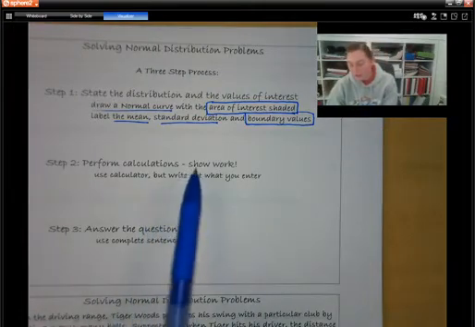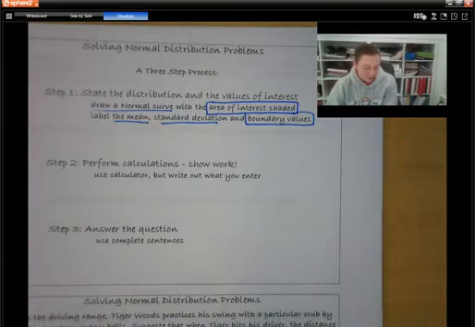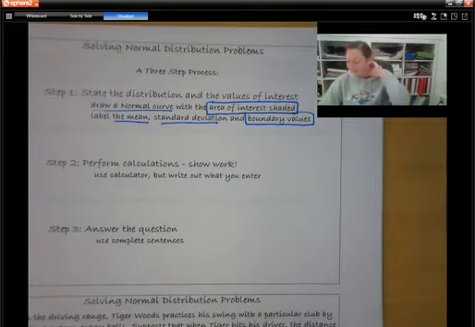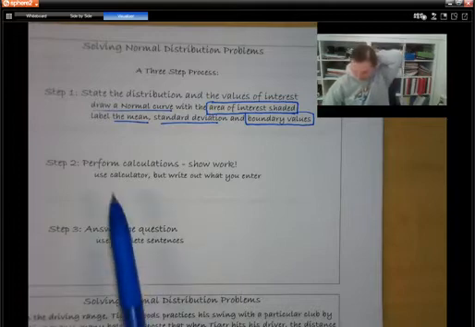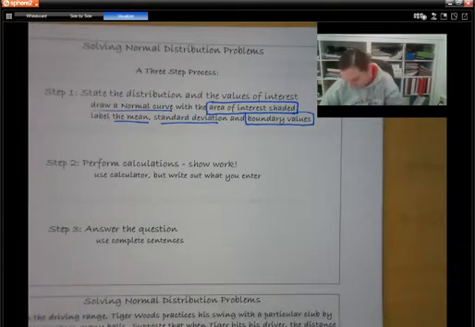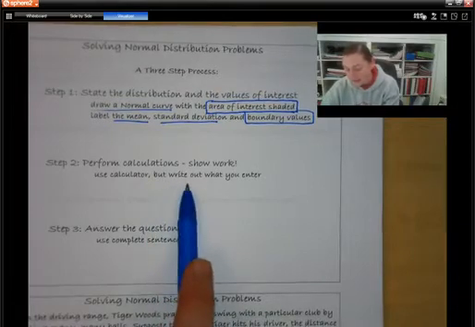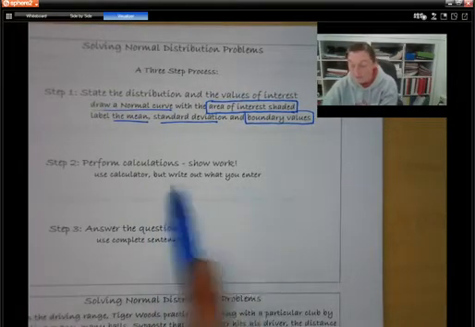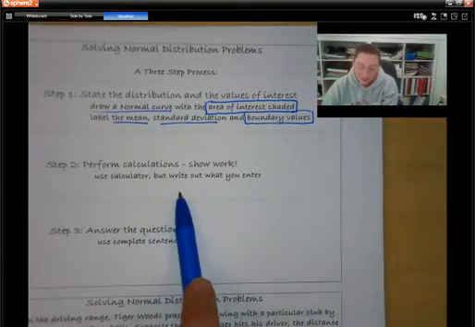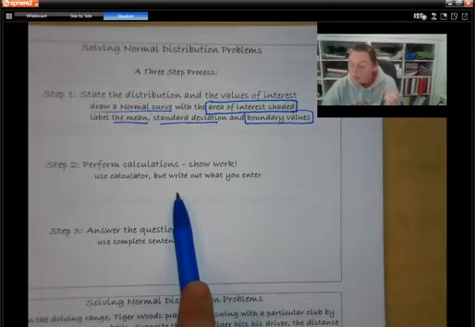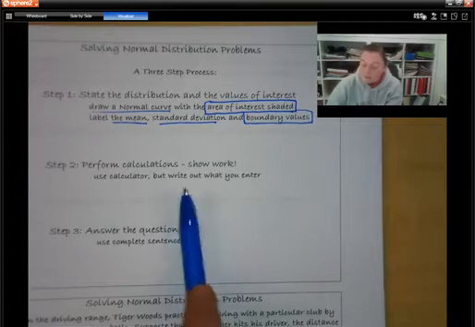Step 2, perform the calculations. You're going to use the calculator. We'll see if I have you write it out. With my AP statistics students, they have to write it out because when they take the AP exam, if you don't write it, you don't get credit. But I can hear Ian in my head going, don't make us write it out. All right, Ian, that's fine.